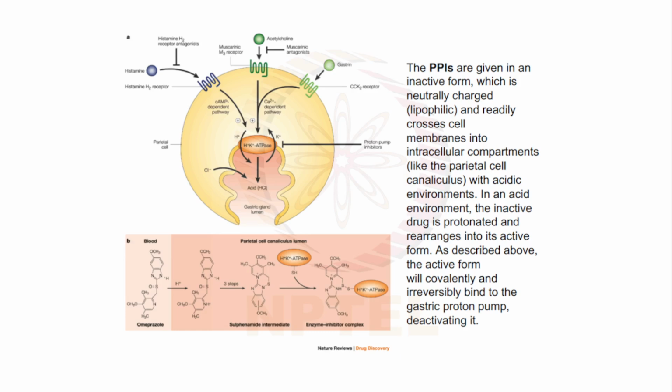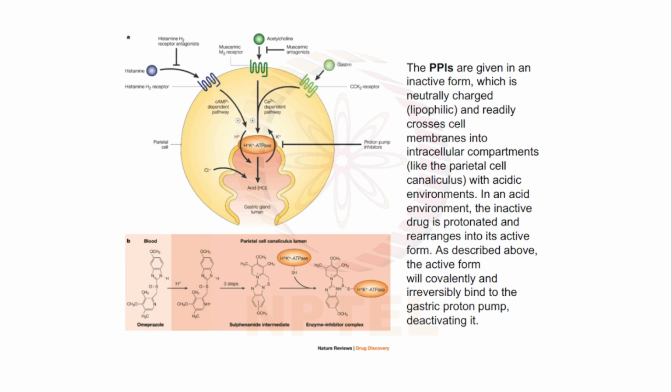PPIs are actually given in an inactive form, which is neutrally charged, lipophilic, and readily crosses the cell membrane into the intracellular compartments with acidic environments. In an acidic environment, the inactive drug is protonated. So basically, when we give this drug, it is inactive. When it enters the parietal cell, where it gets into an acidic environment, it gets protonated and gets activated, and activation leads to what?